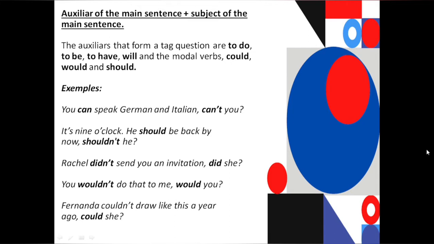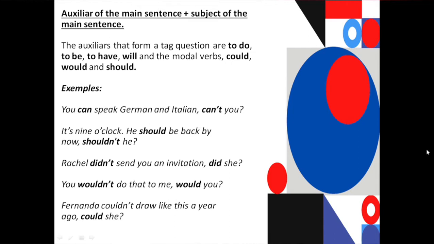In the second example, it's 9 o'clock. He should be back by now, shouldn't he? I use a modal verb here, should. He should be back by now, shouldn't he? Oh, I don't know.